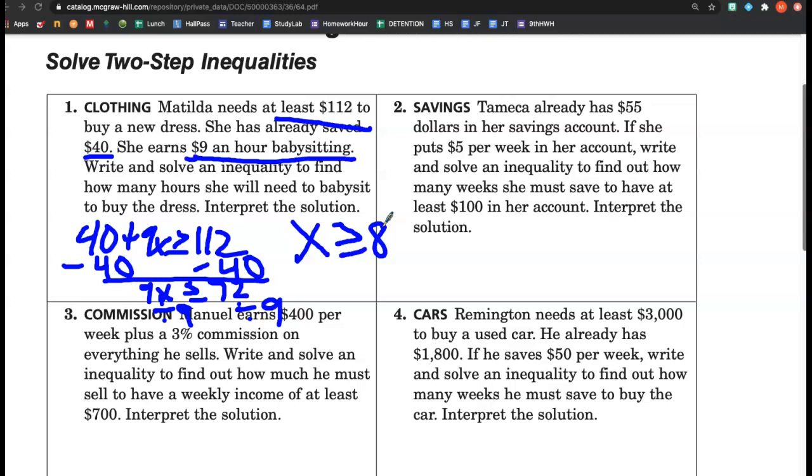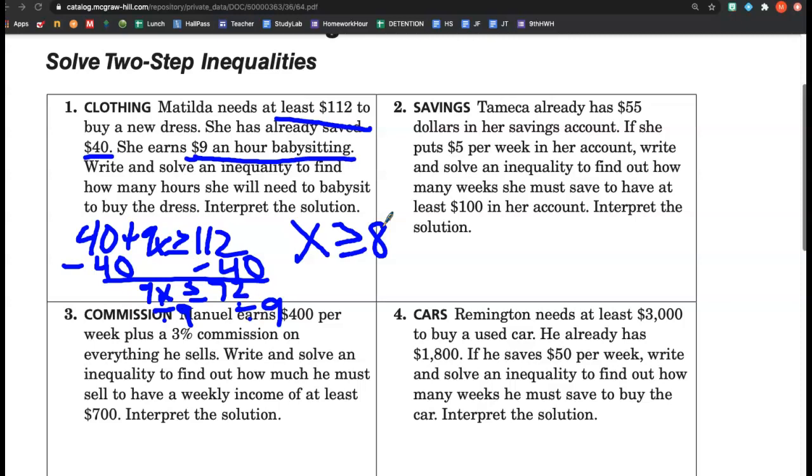Awesome. Number 2. Can I bring my whiteboard up there? You bet. Okay, so hopefully you wrote down all of that work.